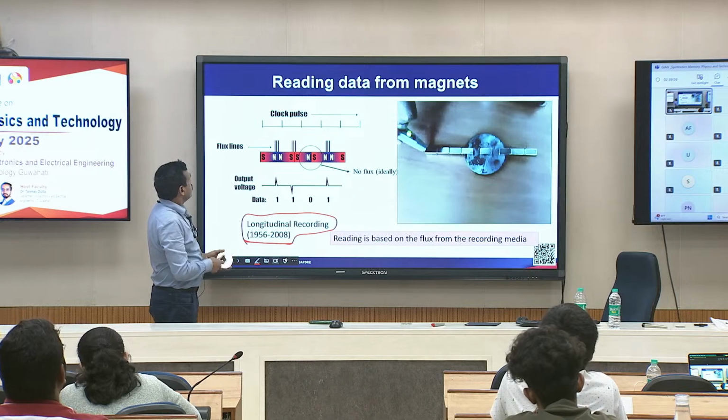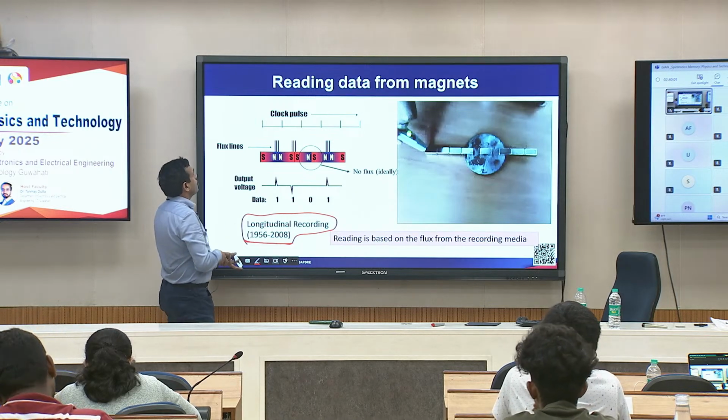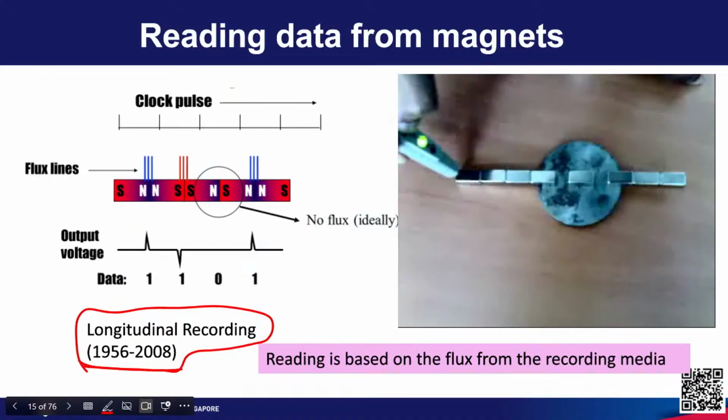Okay. So, in this configuration, as we just learnt, when you have two north poles facing each other, there will be magnetic flux, two south poles facing each other, there will be magnetic flux, and when you have two opposite poles facing each other, there will be no flux. Okay. So, now I am talking about a very old reading scheme.